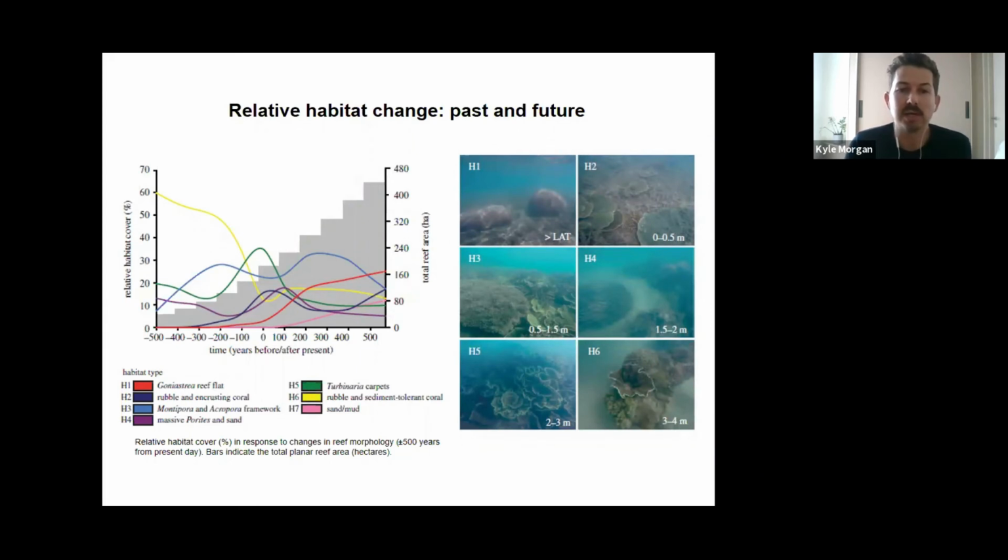If we again look at reef flats, which is the red line, they weren't obviously very abundant initially because reefs were just taking off. But as we grow them forward into the future and sea level is attained by the reefs, then we're going to get a larger dominance and a higher proportion of Goniastrea reef flat habitat forming on these sites.